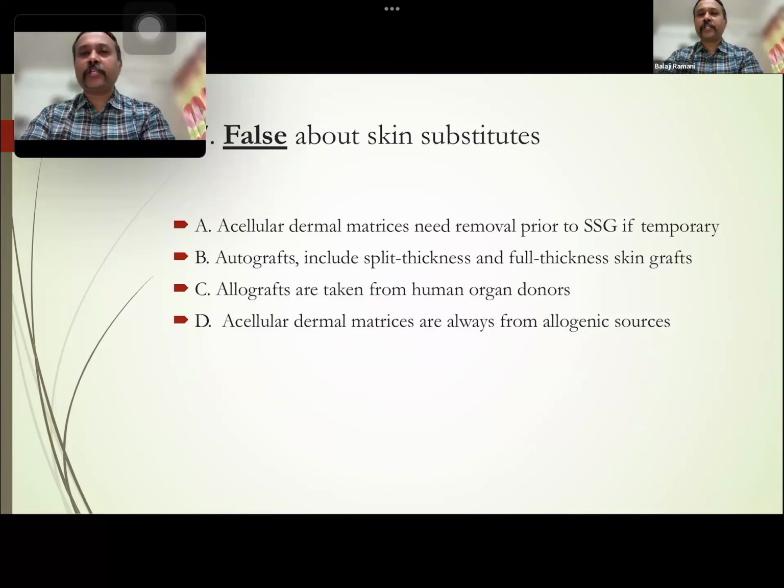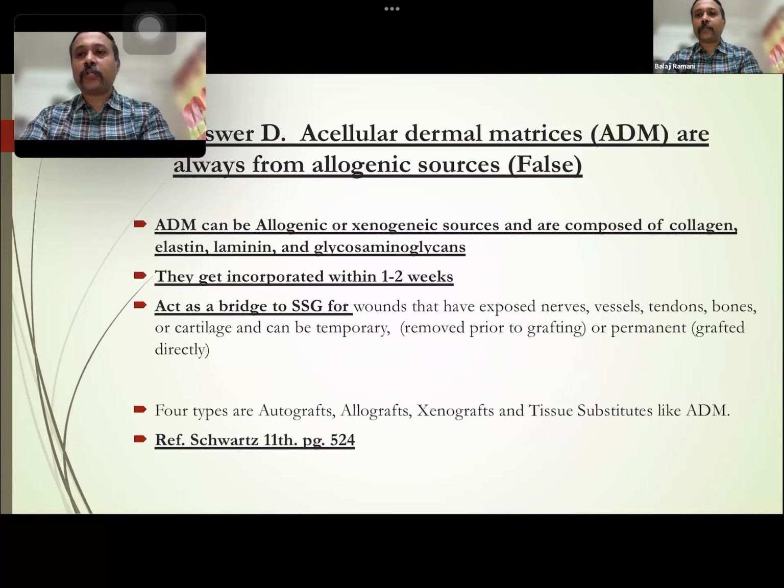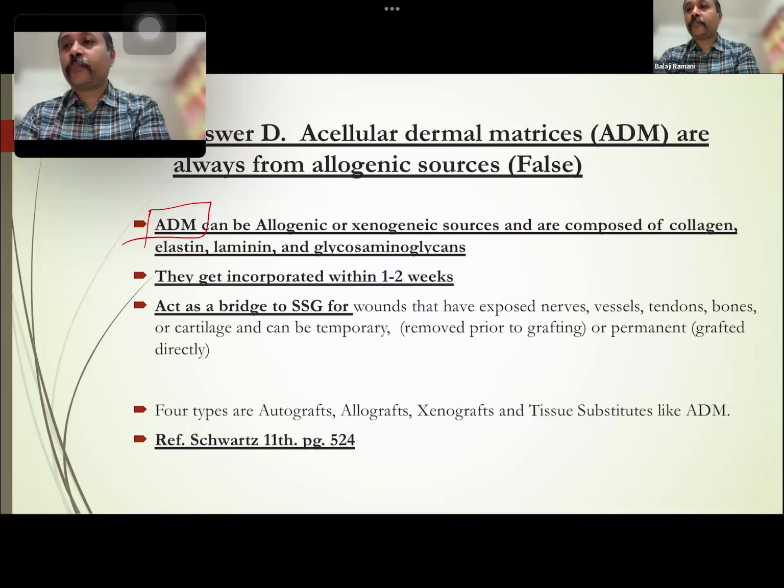Now, skin substitutes, these are some things that we need to know about. You can use skin grafts, you can use acellular dermal matrix, you can use split-skin or full thickness grafts. All these can be done. ADMs, acellular dermal matrix, can be taken from human sources, or from xeno sources, or other sources as well. These are composed basically of collagen, along with other fibers like elastin, laminin, and all that combined together is what is known as your acellular dermal matrix.